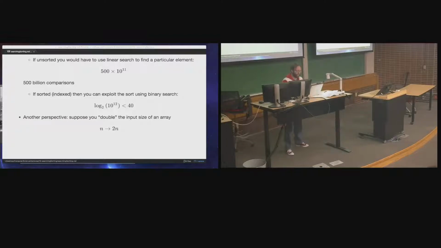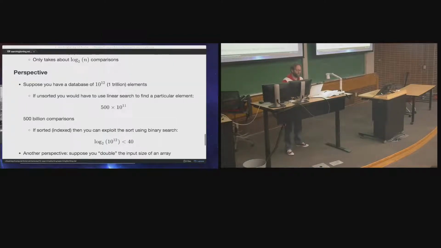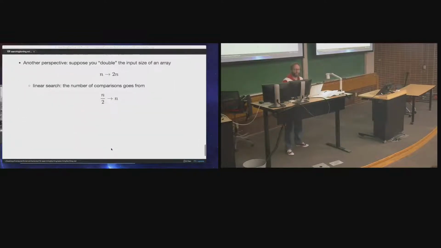With linear search, the number of comparisons goes from n up to 2n. Since it's linear, what happens? In other words, what would you call that in plain old English? It doubles, right? The number of comparisons doubles. You double the input size, you double the size of the array, it doubles the number of comparisons that you're going to be doing.